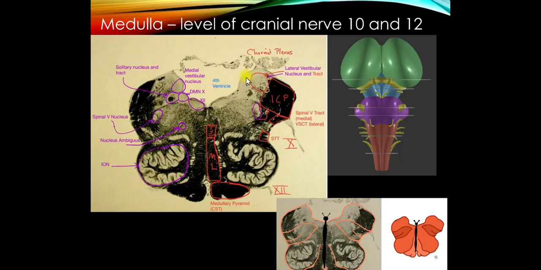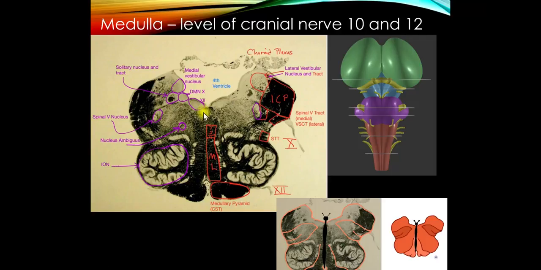Now back here we see the 4th ventricle. Remember, the 4th ventricle is between the pons and the medulla and the cerebellum, and we can see some choroid plexus back here. Choroid plexus we see in the lateral ventricles, 3rd ventricle, and also in the 4th ventricle. Remember, it produces CSF.